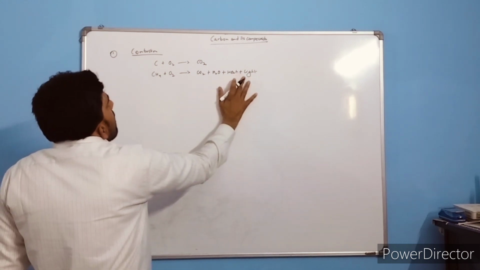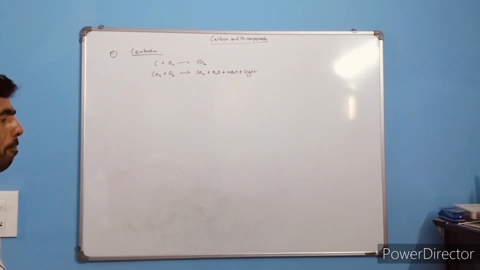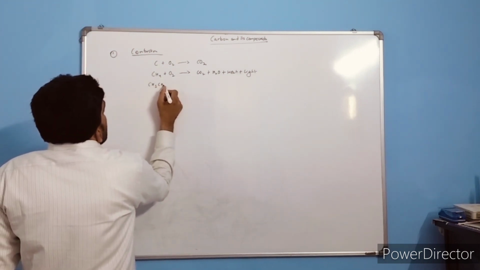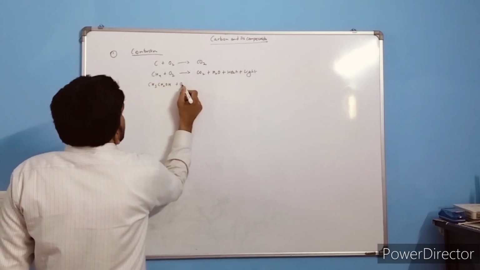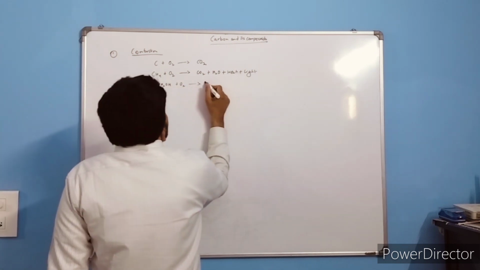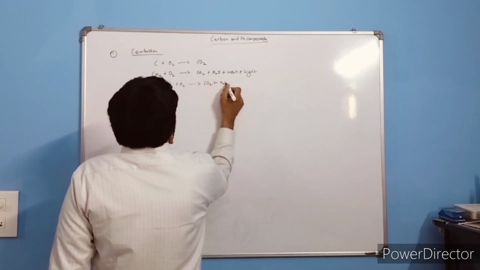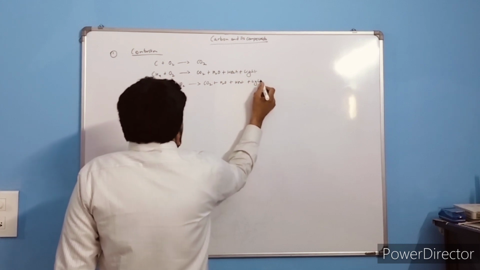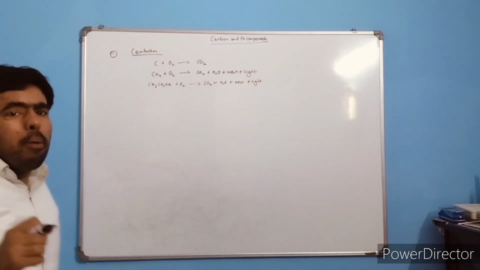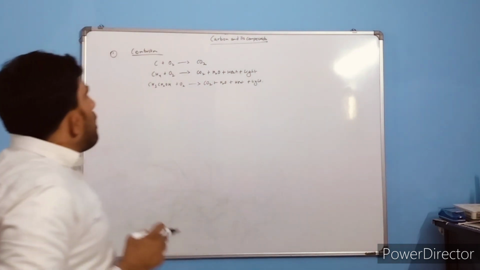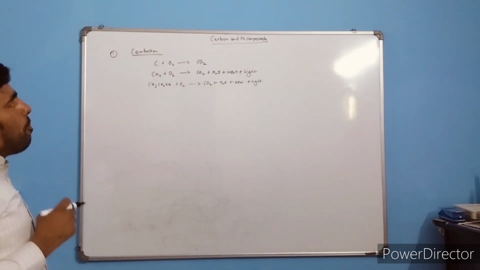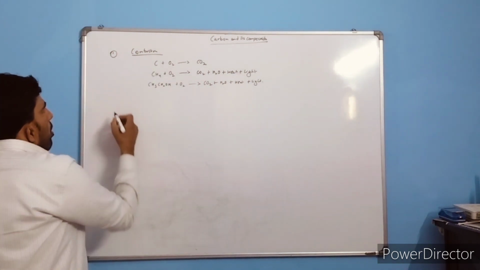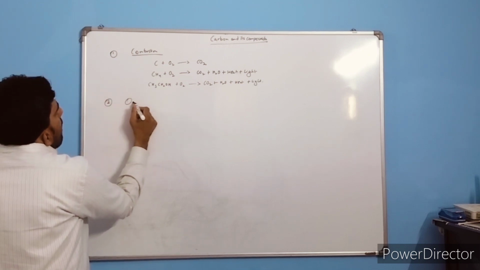Now the third example is a carbon compound, let us say ethanol, CH3CH2OH. When it burns in oxygen, it forms CO2, water, plus heat and light. A lot of heat and light is produced. So the first chemical property of carbon and its compounds is combustion. Now we'll move to the second property. What is the second property? Oxidation.